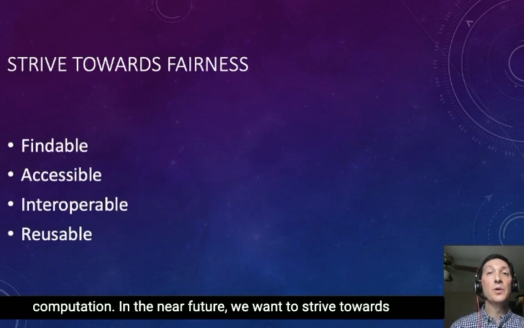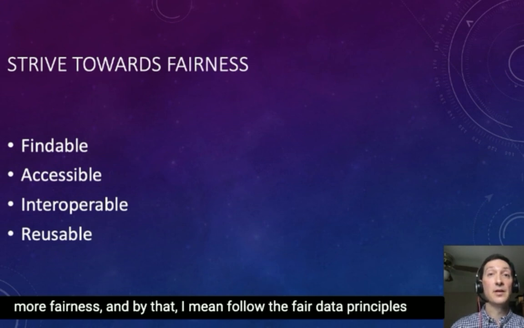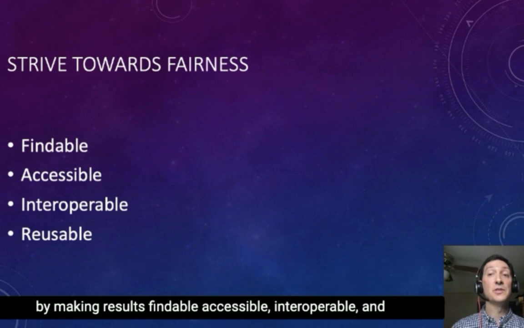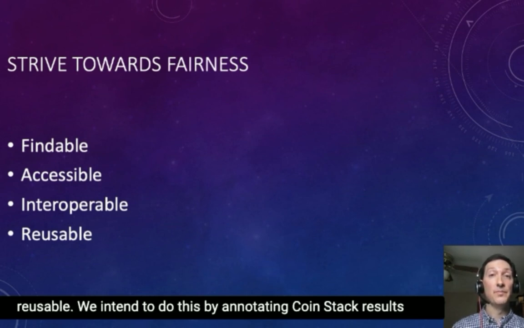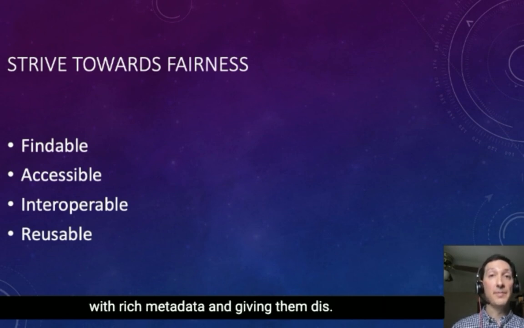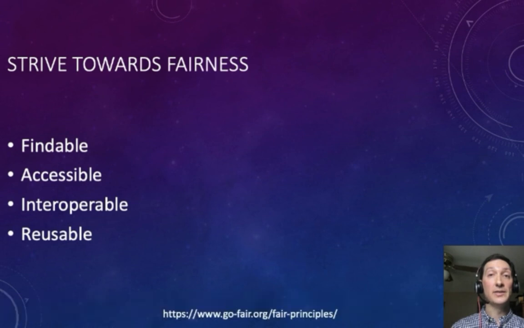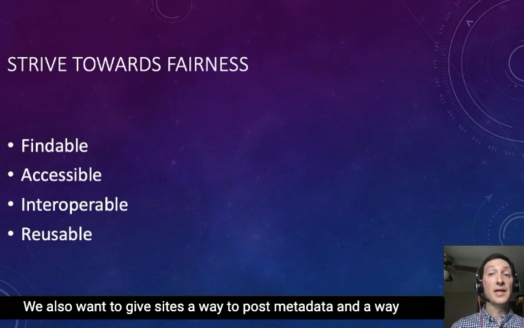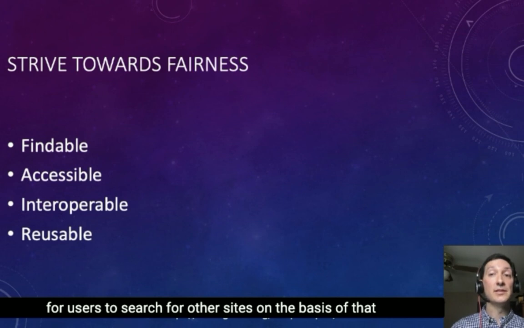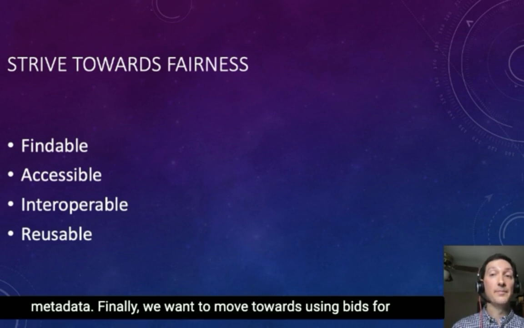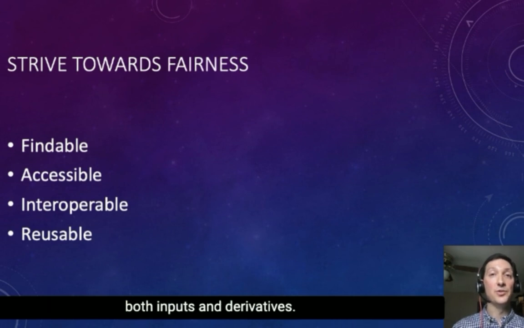In the near future, we want to strive towards more fairness. And by that, I mean follow the FAIR data principles by making results findable, accessible, interoperable, and reusable. We intend to do this by annotating COINSTAC results with rich metadata and giving them DOIs. We also want to give sites a way to post metadata and a way for users to search for other sites on the basis of that metadata. Finally, we want to move towards using BIDS for both inputs and derivatives.